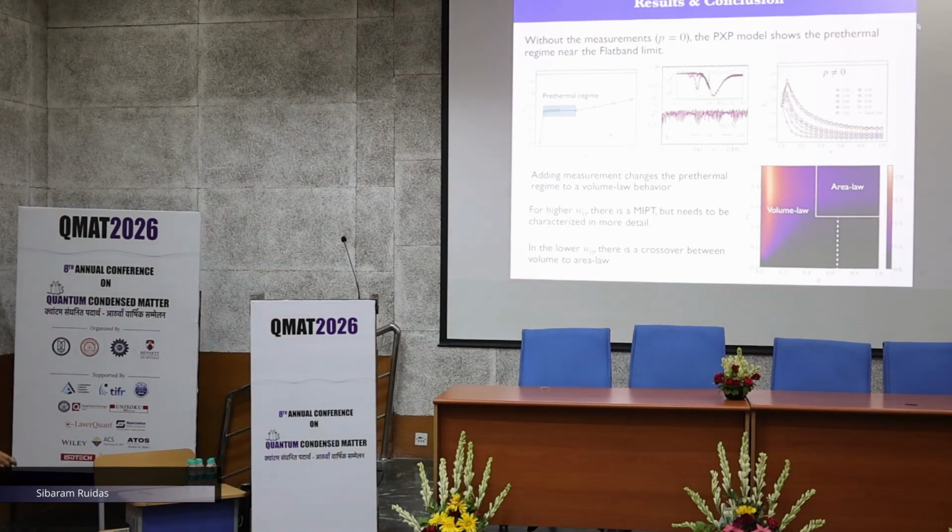Once we add the measurements, this is when you don't have the measurement, p equals 0. Then we have this, which is the Prethermal behavior. Now as soon as we add the measurements, you don't see this Prethermal regime there. Now you are seeing a volume law regime. Suddenly the entanglement is increasing, and then as you increase the measurement strength more, you start to see that entanglement is decreasing and they are entering into the area law phase.